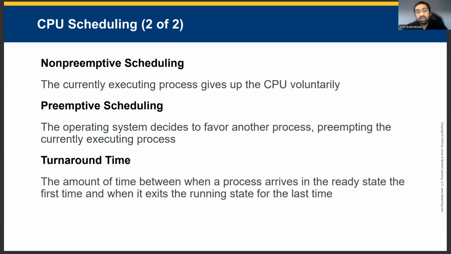Here, the slide distinguishes non-preemptive and preemptive scheduling. In non-preemptive scheduling, a process gives up CPU only voluntarily, such as when it finishes or waits for I/O. In preemptive scheduling, the OS can interrupt a running process to give another process a turn. Turnaround time, the time from job arrival to completion, is used to measure performance. Preemptive methods tend to improve responsiveness in multitasking environments.